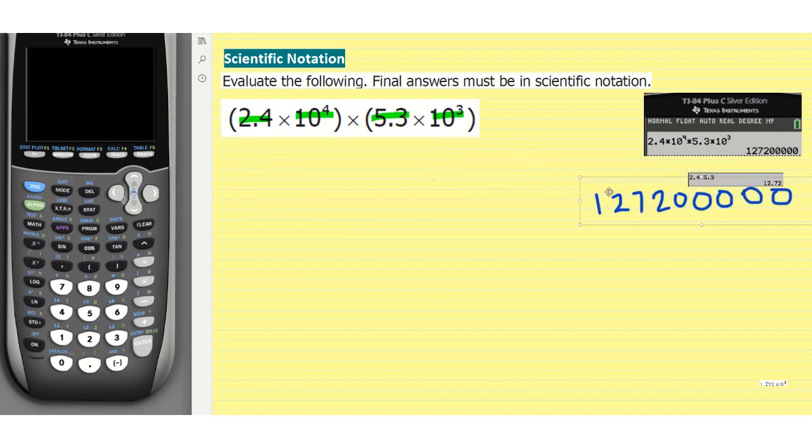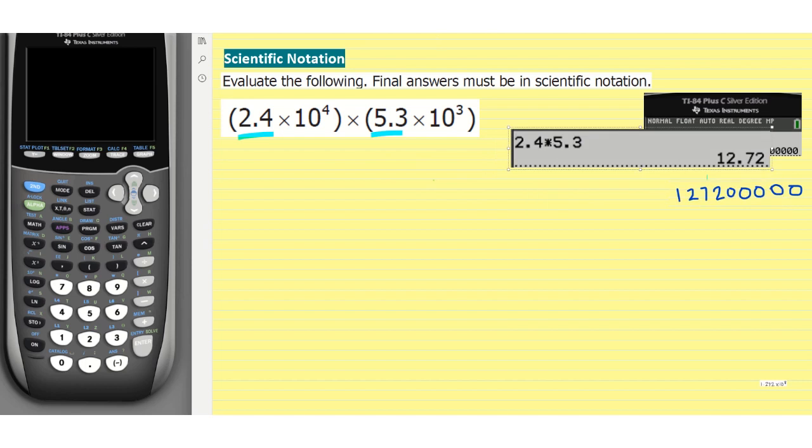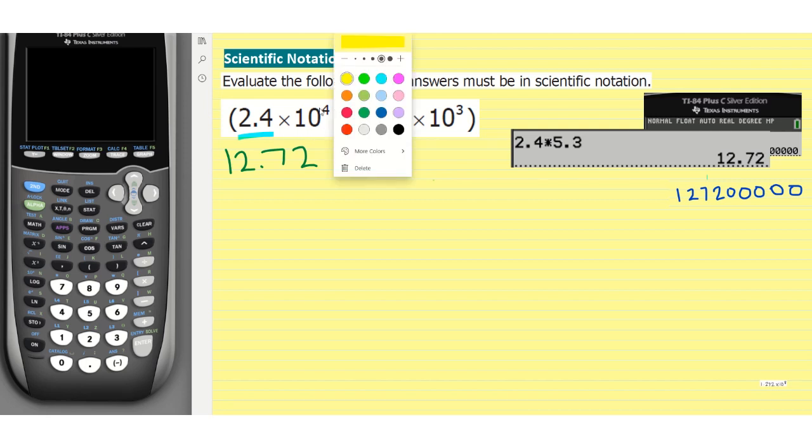Okay, so we are going to think about it in terms of multiplying this part, the 2.4 times the 5.3. When I do that first, 2.4 times 5.3 gives me 12.72. So when I just multiply those two things, it's 12.72. Then I can multiply the 10 to the fourth and the 10 to the third.